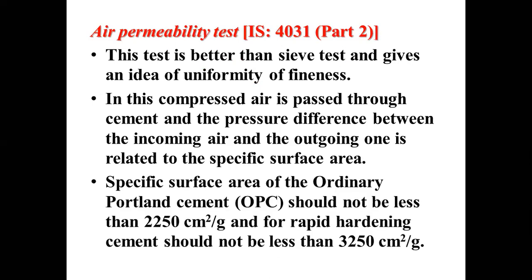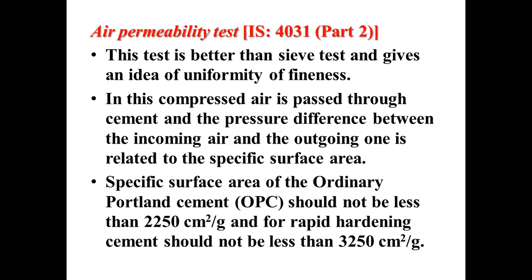And what are the limits given? Specific surface area for ordinary Portland cement, OPC, should not be less than 2250 centimeters square per gram, and for rapid hardening cement, RHC, should not be less than 3250 centimeters square per gram. These are the standards for the air permeability test.